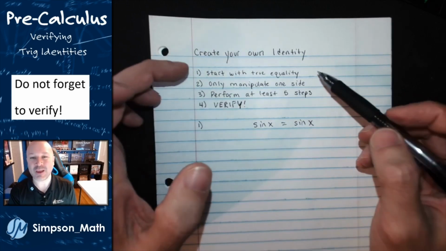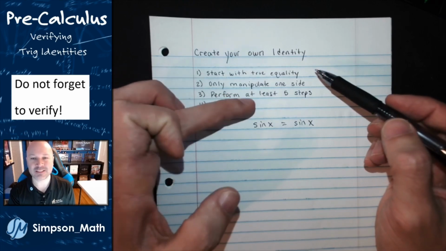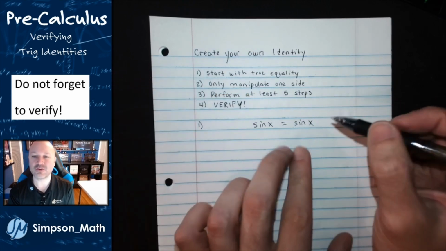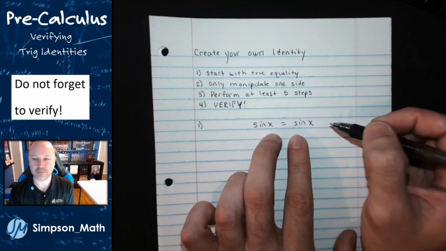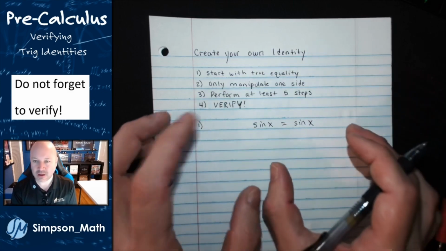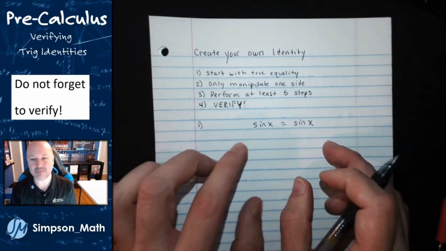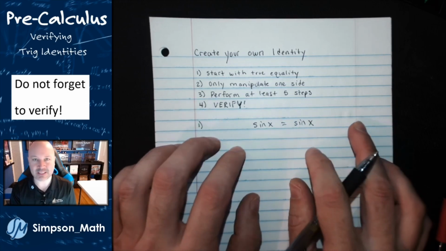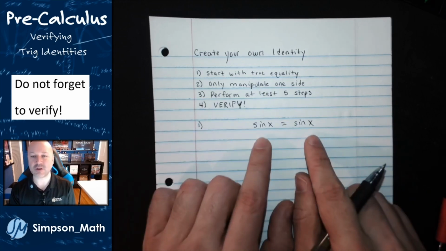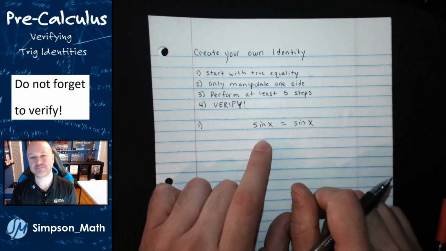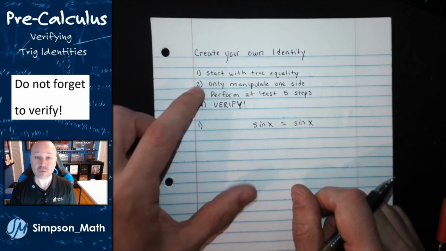So basically, we're doing a verification process in reverse. You start with something that's true. And again, you can put plus signs in there, the fractions, you can make it really nasty at the start. But I'm just going to start with sine equals sine. Step 1 is complete. All right.